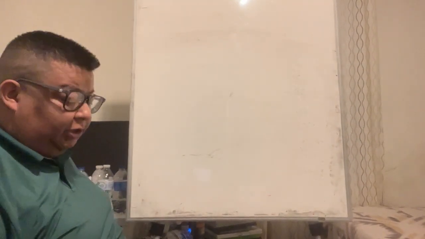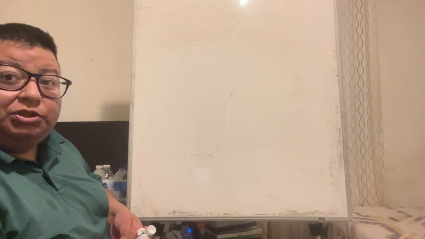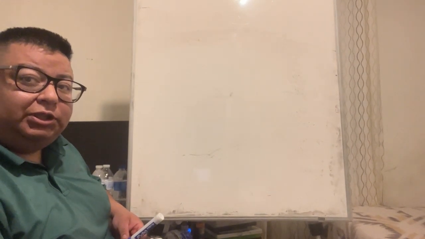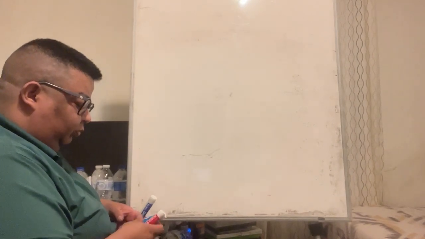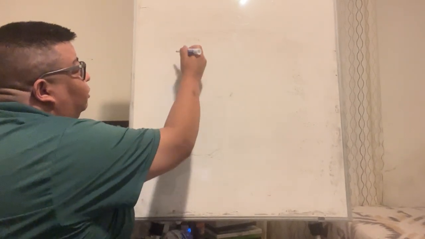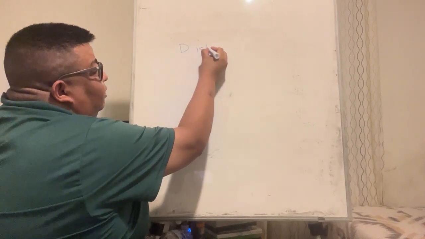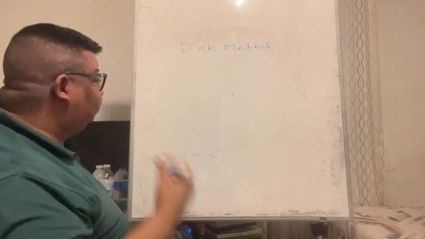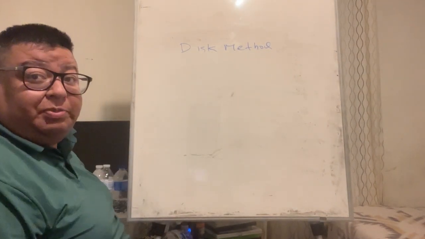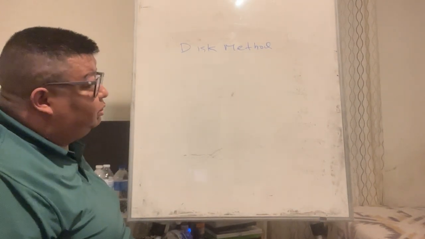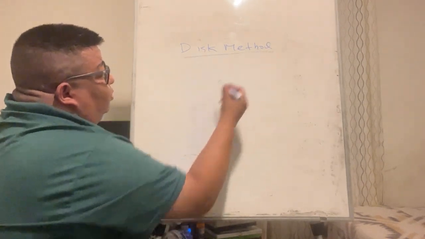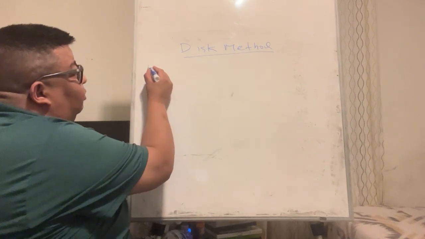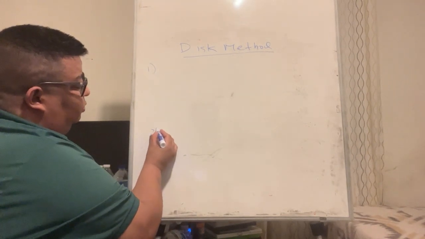Welcome. In this video, we're going to talk about solids of revolution. Specifically, we're going to talk about the disk method. So the disk method has two different kinds of ways of doing it, number one and number two.